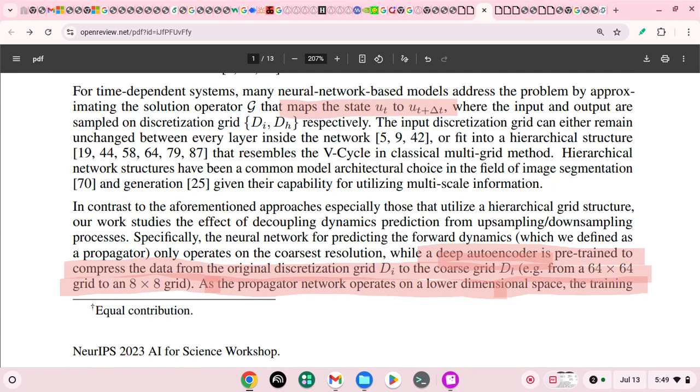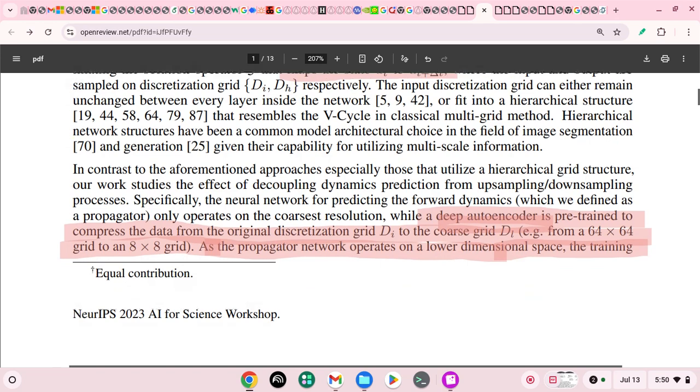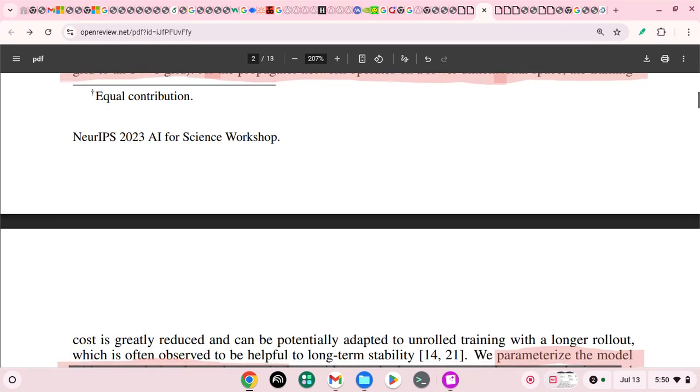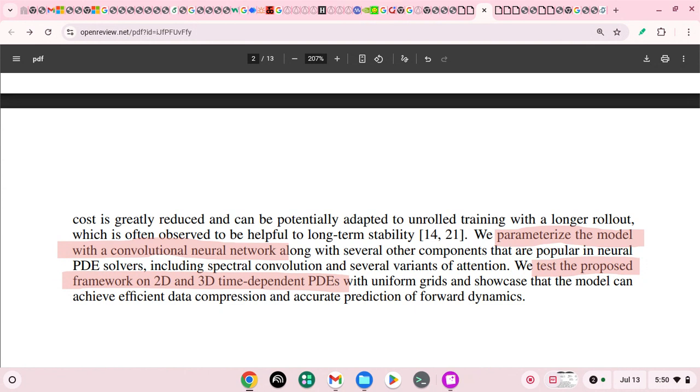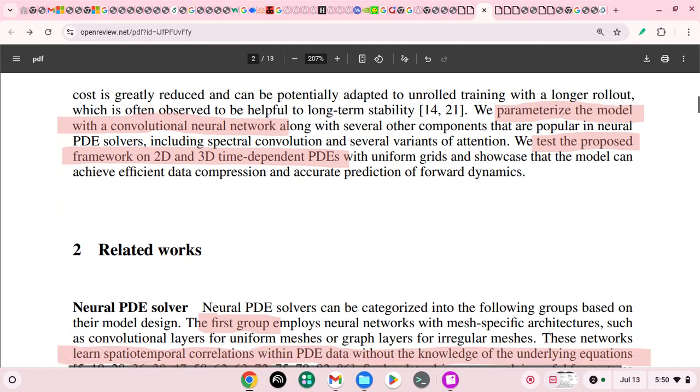The authors make a two-stage preparation for building a surrogate model. One is to project the high-fidelity, high-dimensional data into a low-dimensional space using a deep autoencoder, like projecting 64 cross 64 grid data into 8 cross 8 grid data. Once the data are projected into the low dimensional space, it is temporally evolved in this space, and those evolutions are trained using a standard neural network algorithm like a convolutional neural network. And the proposed framework, like I said earlier, they tested on 2D and 3D time dependent PDEs.